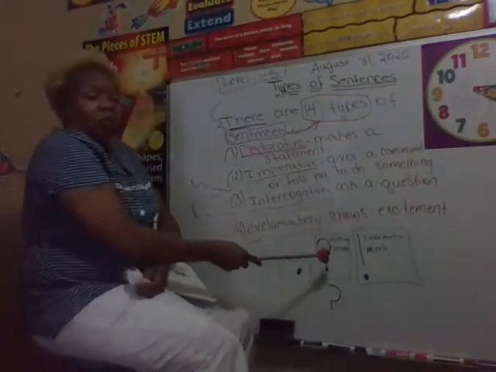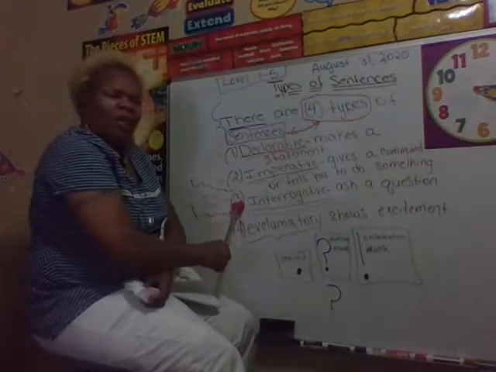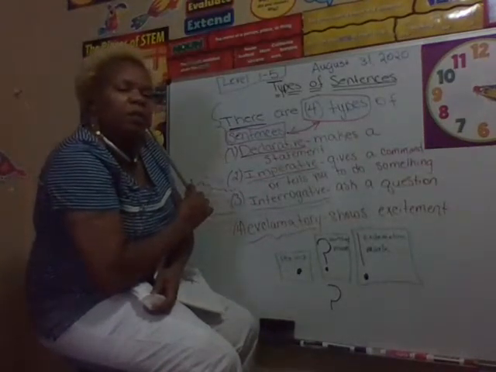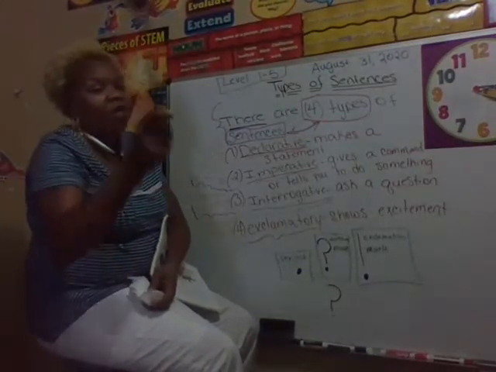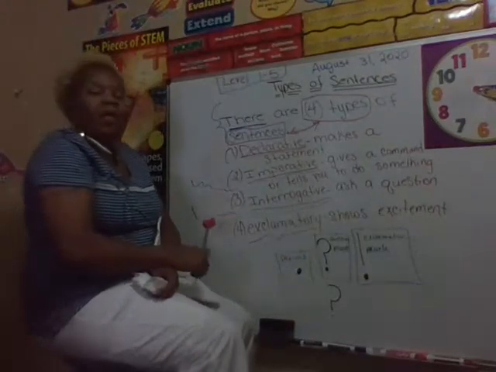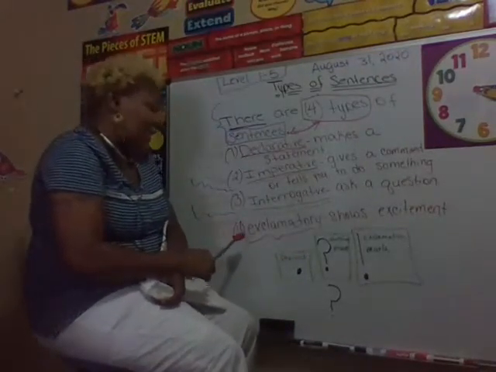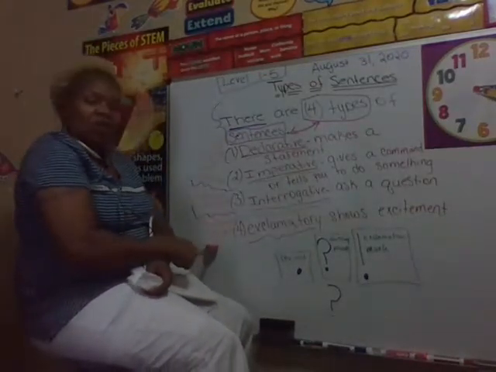Remember, the question mark goes with the interrogative sentence. And what does an interrogative sentence do? I think y'all forgot. Tell me, what does an interrogative sentence do? It asks a question. Just seeing if you were paying attention, and you are correct. Let's look at number 4. Number 4 is the exclamatory sentence.